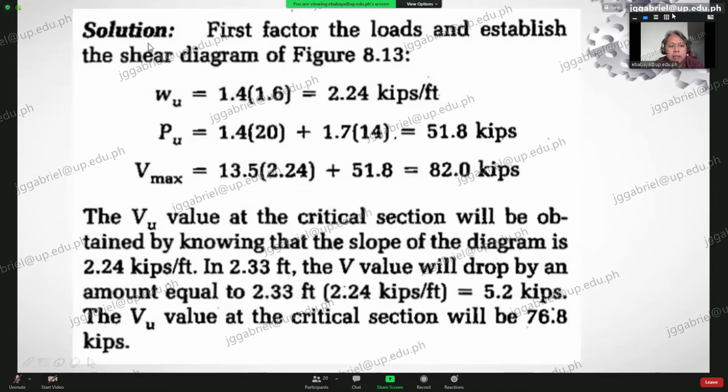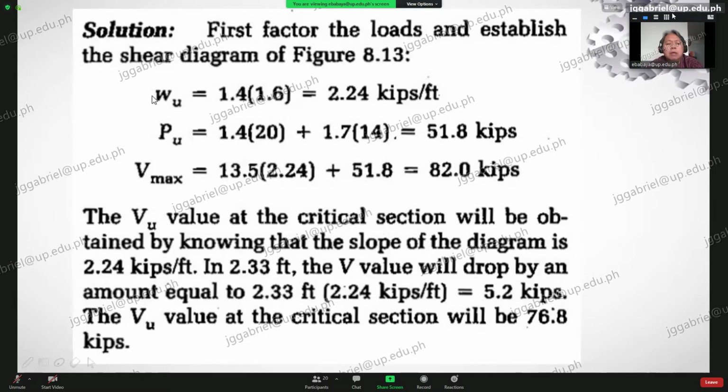Okay. Now it says here the solution. We account for the loads and establish the shear diagram. So the first that we have to account is the uniformly distributed load, which is 1.6. No? 1.6, you have to multiply that by the factor 1.4 so that would be considered a factored load. So that would become 2.24 kips per foot, okay, for the distributed load.